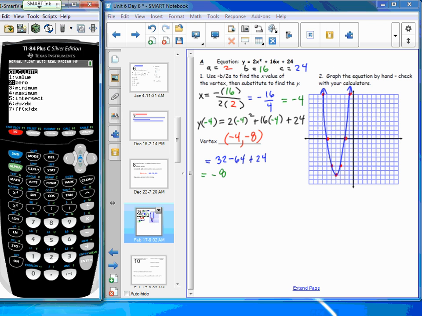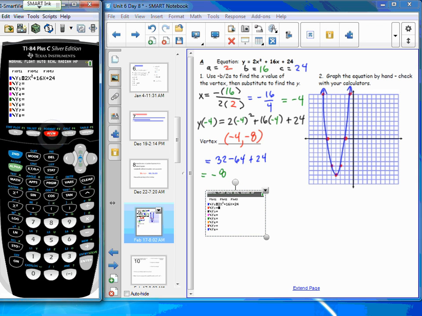All right, we can now check it out. I'm going to do the same window, so I'll clear out my existing one, make sure my plots are off, and I'll go ahead and check with my grapher: 2x squared plus 16x plus 24. Notice how we did that by hand first, and now we're checking with the grapher. If I zoom 6, I'll get my standard viewing window, negative 10 to 10, to match that. How did we do? Pretty darn well.